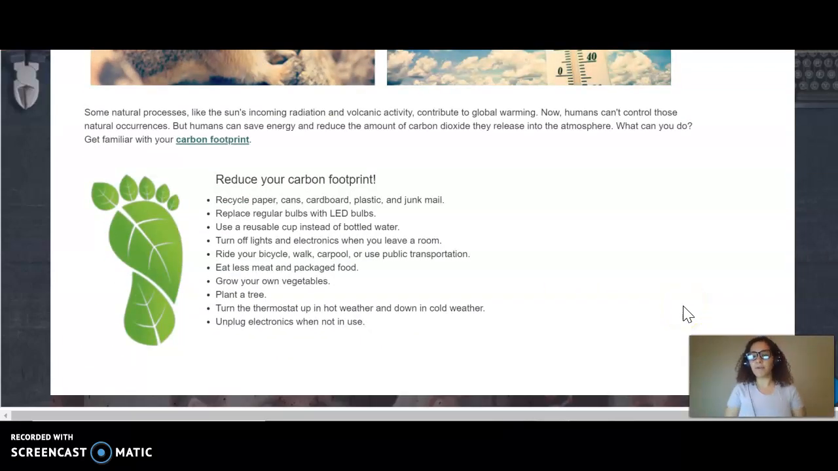So what's going to be important in order to help reduce global warming is that we get familiar with our carbon footprint. This means that hopefully we can recycle, use reusable cups instead of plastic bottles, turn off your lights and electronics, and then do things besides driving a car when you need to get places. I know you guys can't drive yet, but later down the road. You guys might want to eat less meat and grow more vegetables or plant a tree.